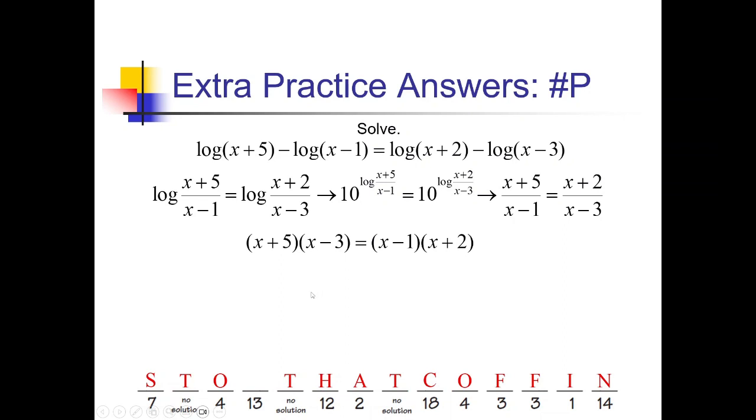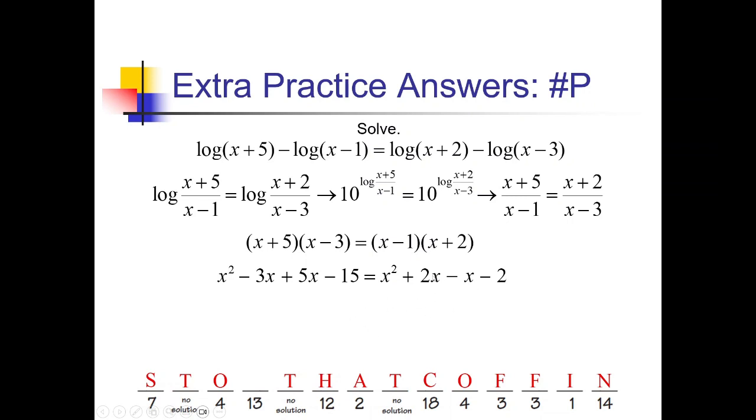At this point, there's nothing else to do except for FOIL each of these out and move things around afterwards. So on the left side, we've got firsts gives me x squared. Then we have a negative 3x. Inners gives me a 5x, and the lasts is going to be negative 15. On the right side, we have an x squared, 2x, negative 1x, and then negative 1 times 2 for negative 2. Well, this is a lot.